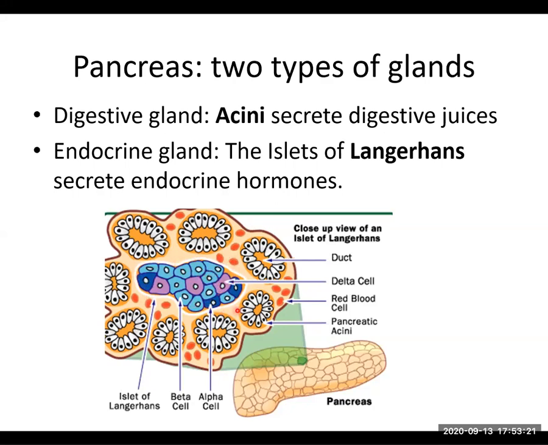In this islet of Langerhans, we have three types of cell: alpha cell, beta cell, and delta cell. Each one produces a different hormone. The major one is the beta cell. Beta cell is the most abundant cell in this islet of Langerhans, and the major hormone produced by the beta cell is insulin.